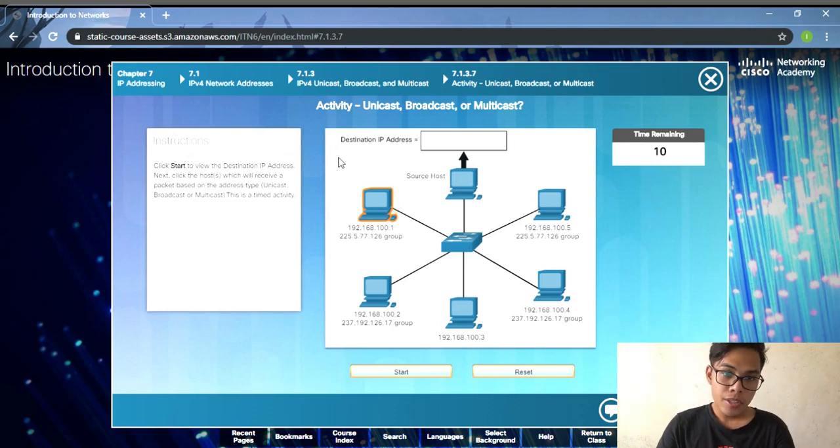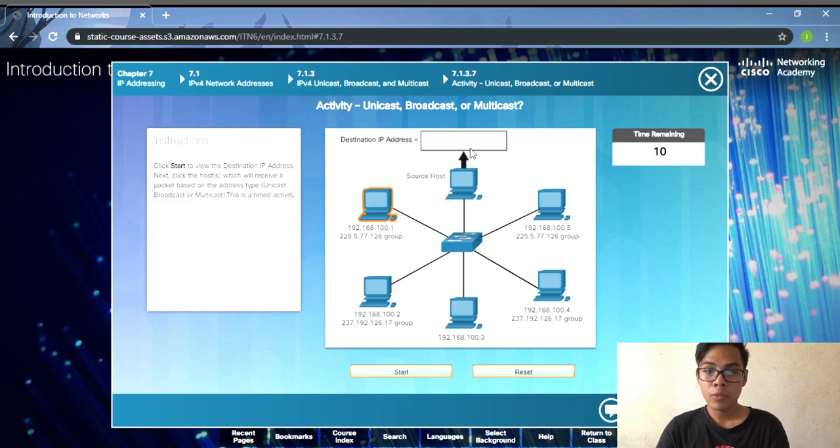So the instruction is click start to view the destination IP address. So if you click start, the IP address will be shown here. Next, click the host which will receive the packet based on the address type, unicast, broadcast, or multicast. This is a timed activity, so there is only 10 seconds to answer. Once we click start, the 10 seconds will start to count down.